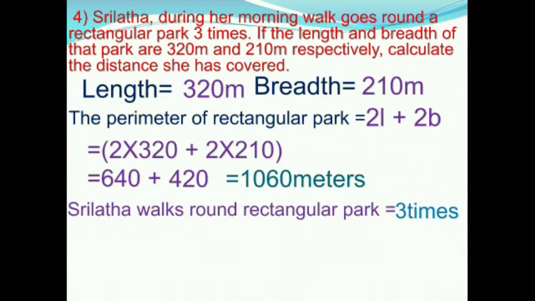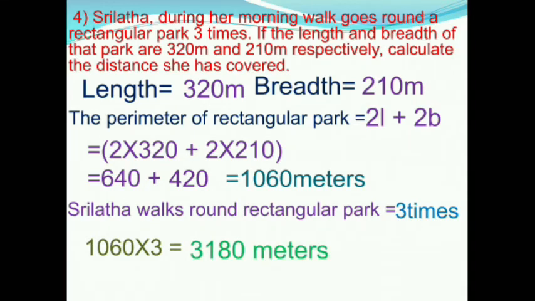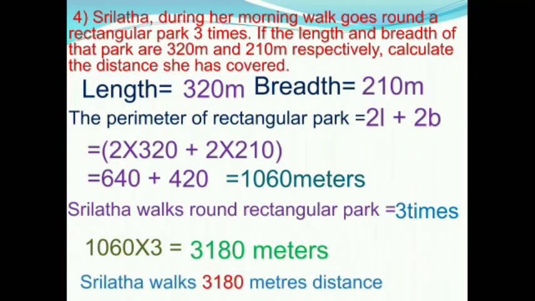Srilata walks round rectangular park 3 times. To find the total distance that she covered, we should multiply the perimeter by number of rounds. That is 1060 multiplied by 3. 1060 multiplied by 3 is equals to 3180 meters. Therefore, Srilata walks 3180 meters distance.